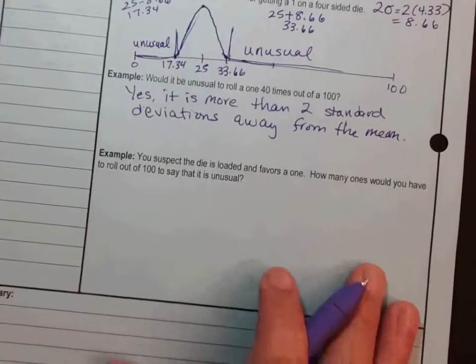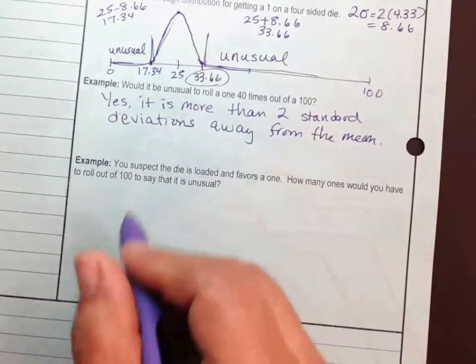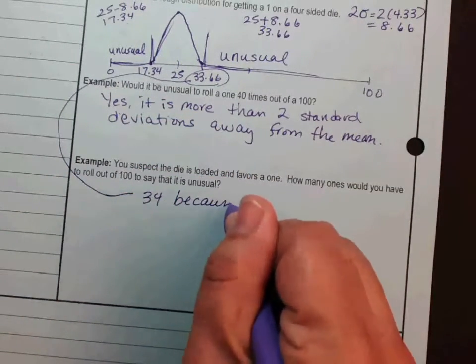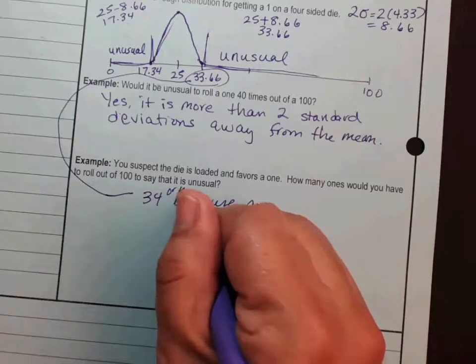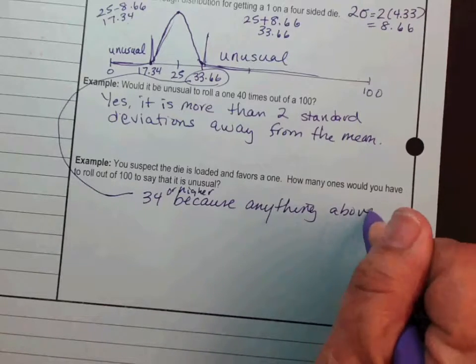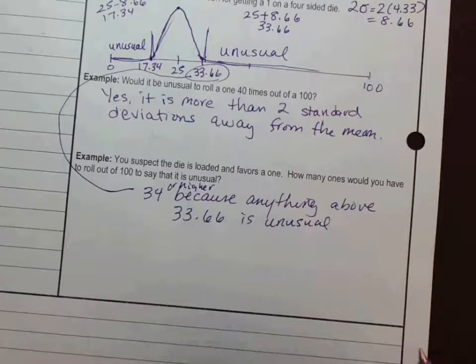All right. Now you suspect the die is loaded and that you're getting too many ones. How many ones would you have to roll out of 100 to say, hey, I'm getting too many ones? Obviously 26 is not that unusual if you expect 25. Well, we can use our graph again. Look at this number. So for this question, we could say 34, because anything above 33.66 is unusual.